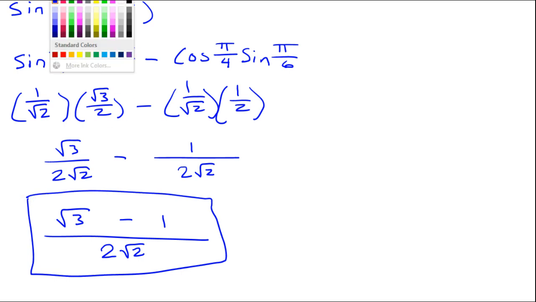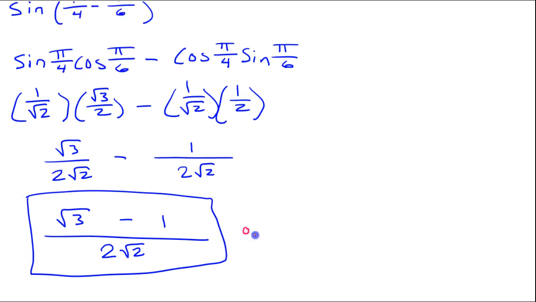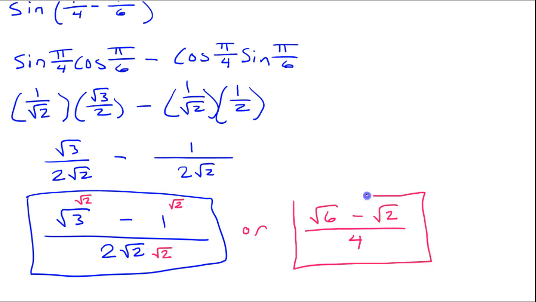Now, we could rationalize the denominator and get another form of the answer by multiplying the numerator and denominator by radical 2. When we multiply the numerator by radical 2, we will have to do the distributive property like this. So this is going to give us a new denominator of 4. And radical 3 times radical 2 is radical 6. And 1 times radical 2 is radical 2. So this is the other form of the answer where we have rationalized the denominator.